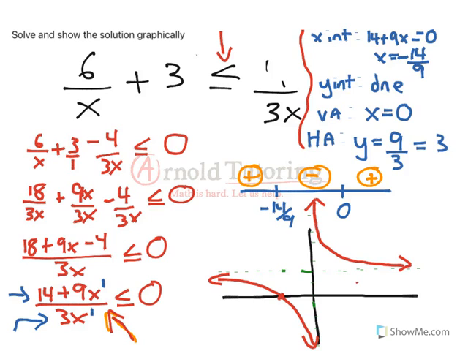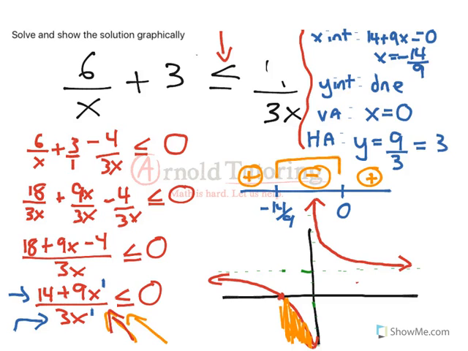The last thing we need to do is highlight our solutions on this graph. So we were looking for wherever this rational function was less than or equal to 0. So you can see this is our key x interval from negative 14 over 9, so from this point to this point. So it's all down here.